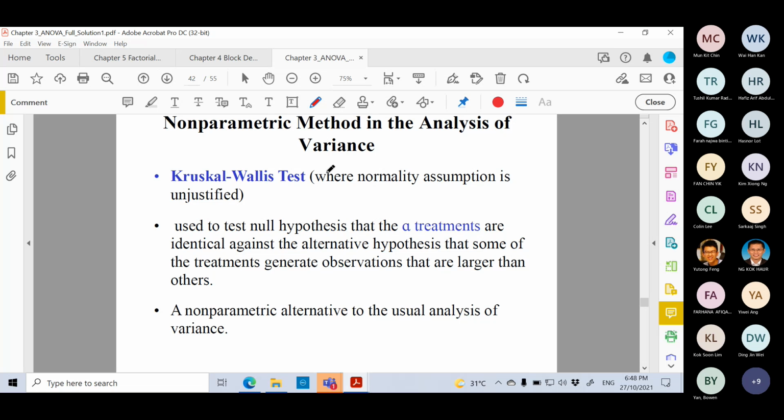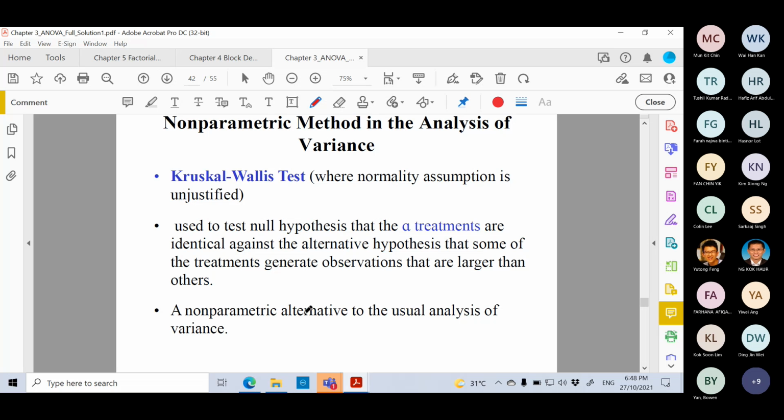So in the one-way ANOVA, if you cannot perform it using the ANOVA table just now, then you can use the Kruskal-Wallis test. It is used to test the hypothesis that the treatments are identical against the alternative hypothesis that some of the treatments generate observations that are larger than others. So the meaning of the Kruskal-Wallis test and the previous test are the same, except they no need to care about the normality assumption. So this one is called the non-parametric test.